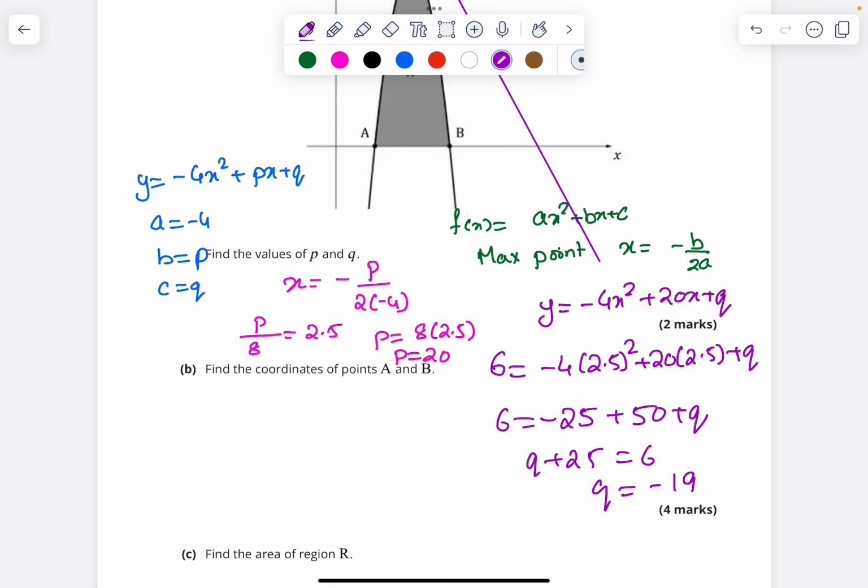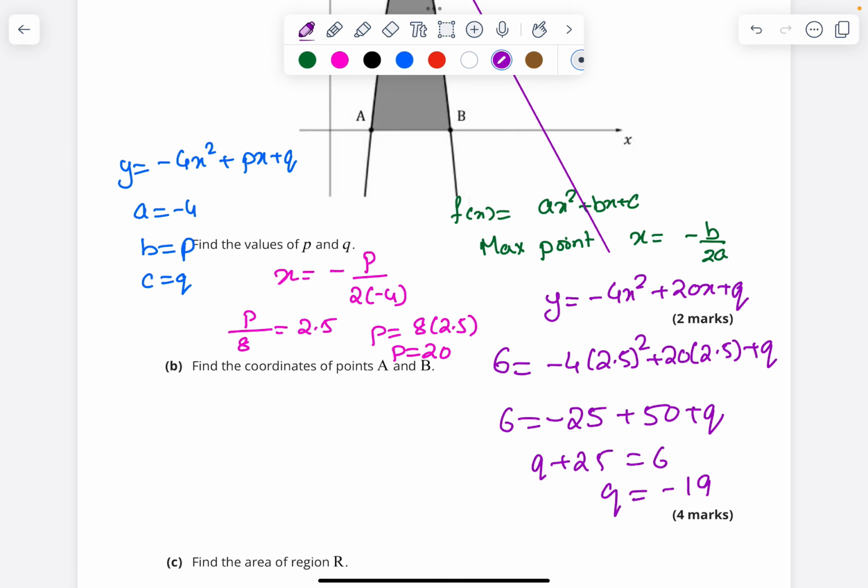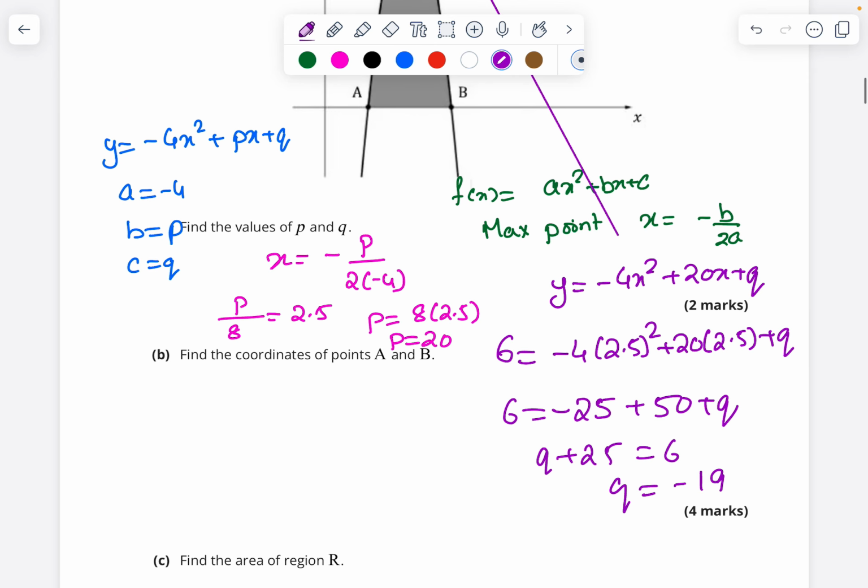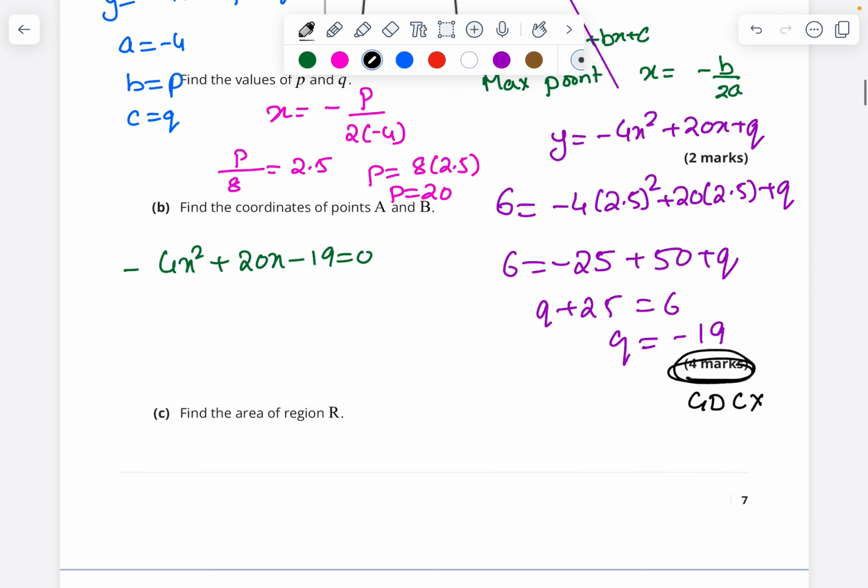Write down the coordinates of A and B. He is asking us to write down the coordinates of A and B. So now -4x² + 20x - 19 = 0. This is a 4 marks question, so you cannot use the GDC to draw the graph. Rather, you have to factorize it out. So a = -4, b = 20, c = -19.